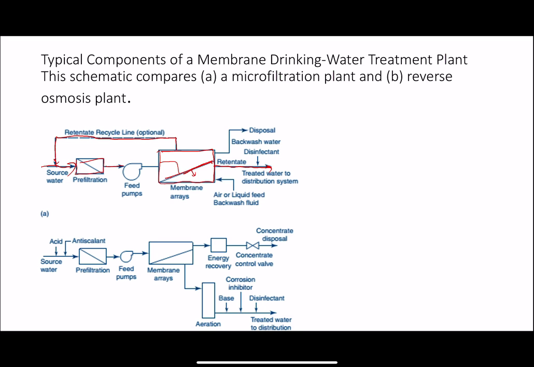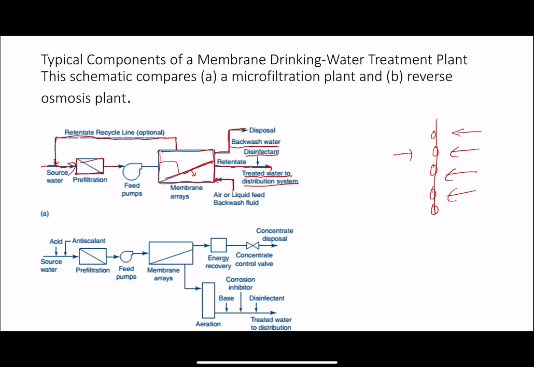And you can see that this is the disposal. And here you'll have the backwash water disinfected, because if you have a membrane and this membrane is blocked, all the pores are blocked, you need to stop filtration and do backwash. The reason for this backwash is to clean up the pores of this membrane. So there is backwash water, and of course you have to do some disinfection, and then treated water goes to the distribution system. And sometimes they will have air or liquid feed backwash fluid to clean up the membrane.